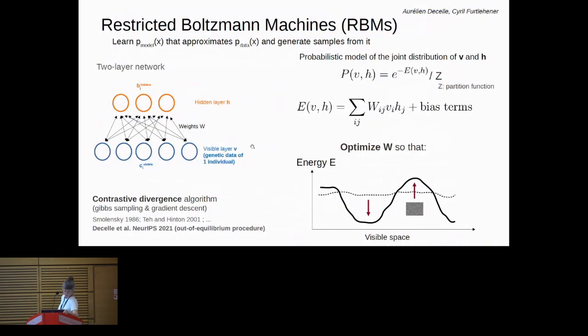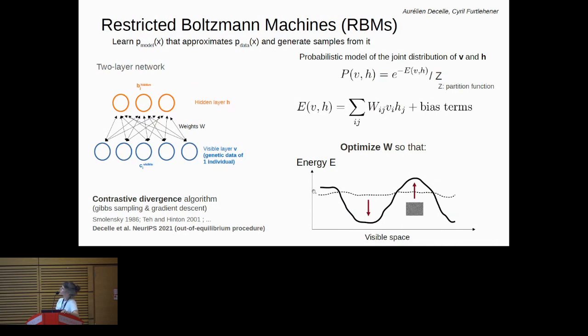And so the second network is a restricted Boltzmann machine that is quite different philosophically, because it's again a network, but it's a two-layer network with the visible layer where the genetic data lie, and a hidden layer that is basically a latent space. And there are interactions only between the visible and the hidden nodes. And basically there is a probabilistic model that depends on an energy function. And this energy function has weights which are the weights you're going to optimize during training.